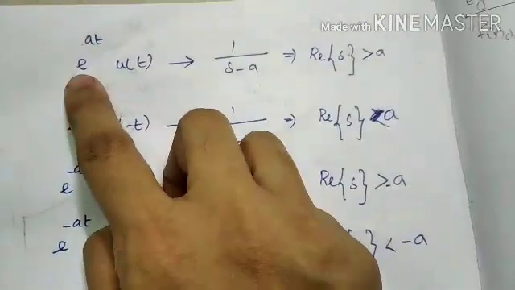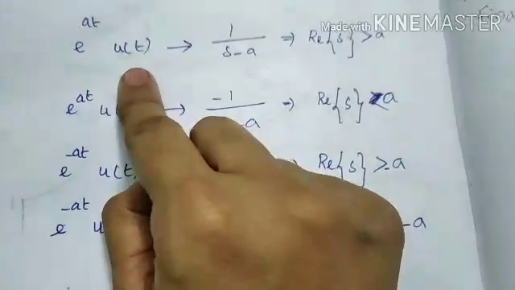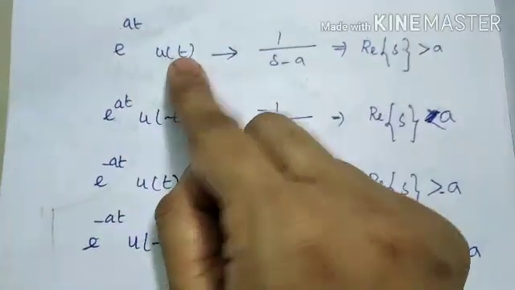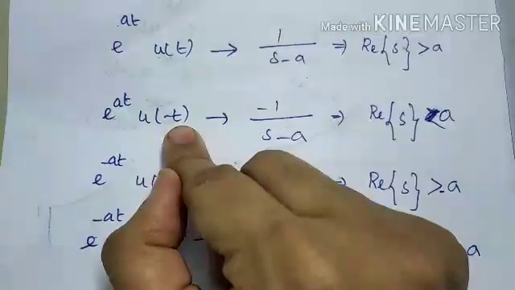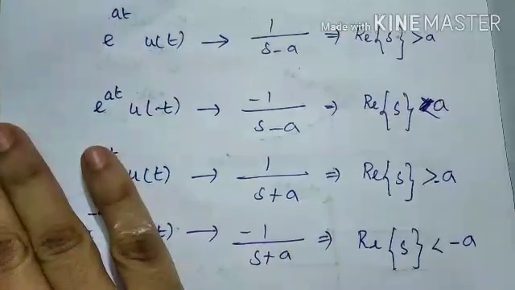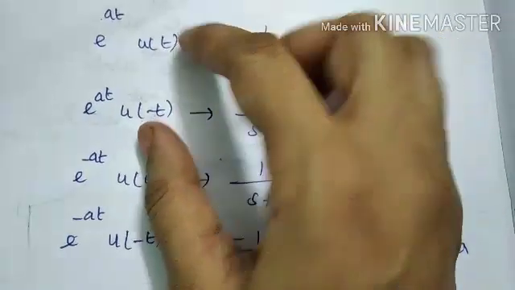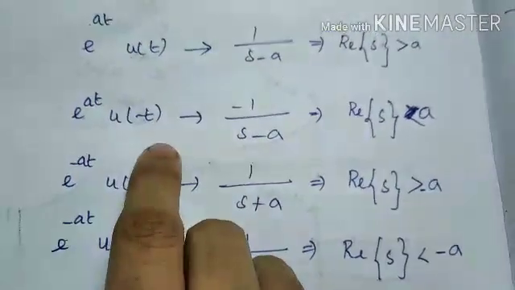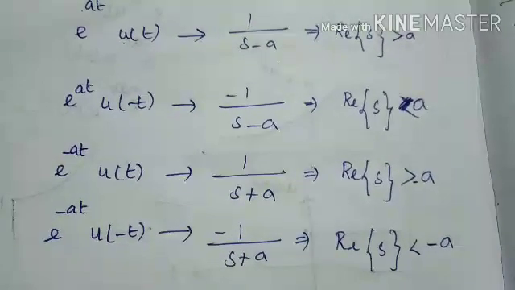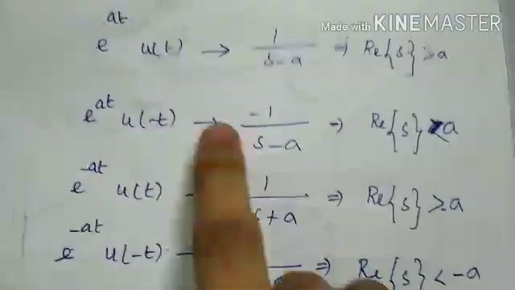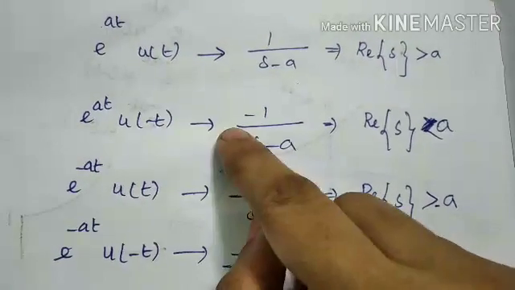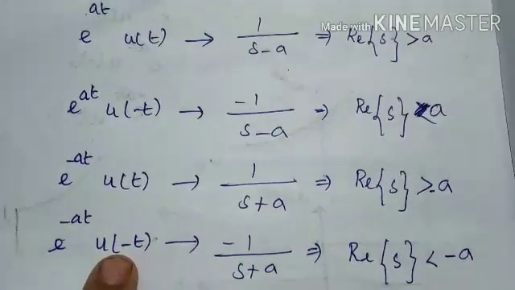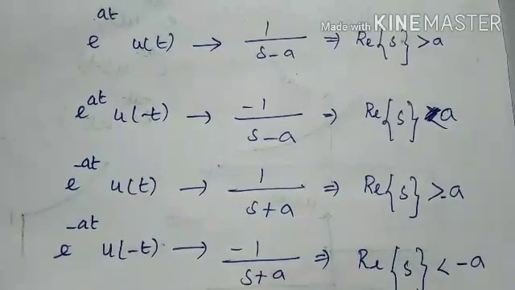See here, e power at u of t. u of t is a right-sided signal, and u of minus t is a left-sided signal. So you just remember this. If u of minus t is there, we need to take it as minus 1 by. Here we are having u of minus t, so I have taken minus 1 by.